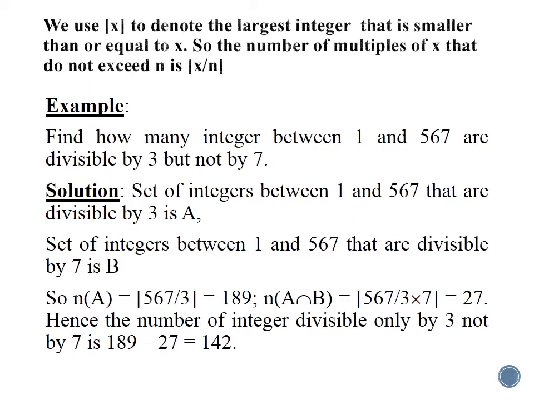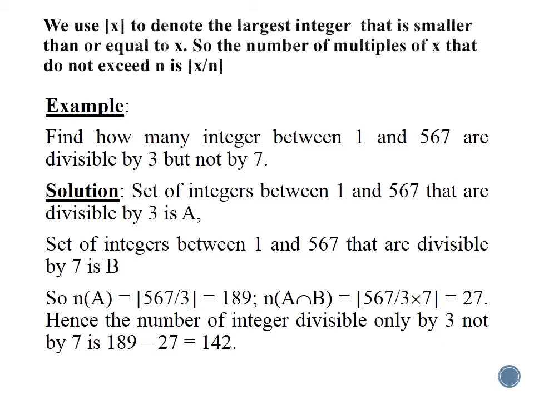Next, we note down floor of X, which is the largest integer that is smaller than or equal to X. Suppose some decimal places come, we take only the integer part. Next concept: the number of multiples of X that do not exceed N is floor of N divided by X. We are going to use this and the principle of inclusion and exclusion to solve the forthcoming problems.